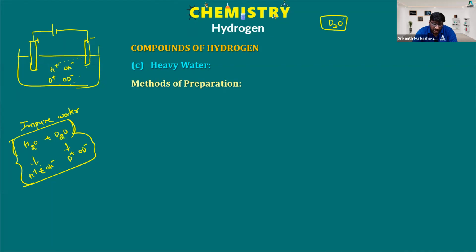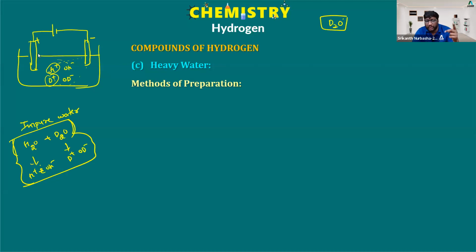H plus and D plus are moving towards cathode. Upon reaching cathode, they deposit on the cathode. But compared to H plus and D plus, which has a greater tendency for movement? H plus, because D plus and OD minus have higher mass, and the greater the mass, the lesser the mobility. H plus and OH minus will move. They are greater in quantity.